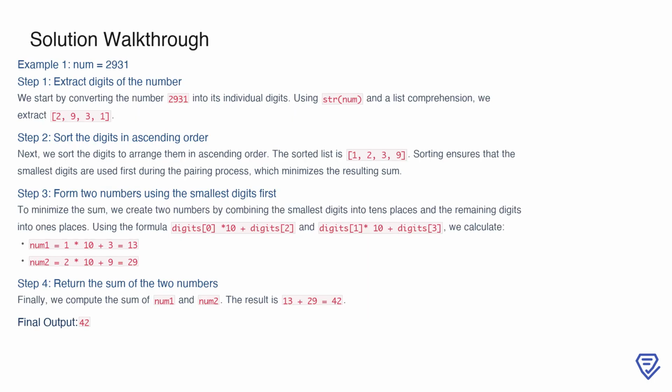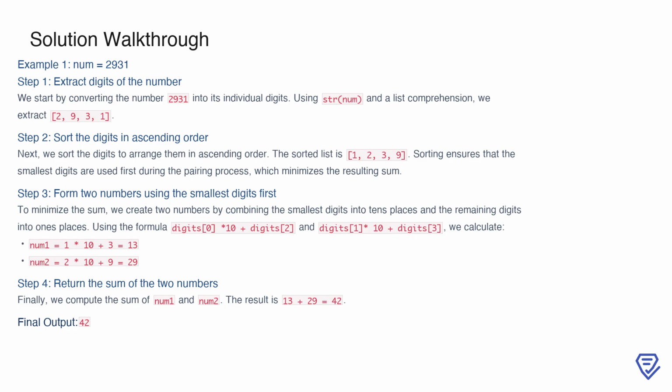To solve this problem, we start with the example number 2931. The first step is to break this number into its individual digits. By converting the number to a string and using a list comprehension, we extract the digits as 2, 9, 3, 1. Once we have the digits, the next step is to sort them in ascending order. Sorting ensures that the smallest digits are prioritized for forming the numbers, which helps minimize the final sum. After sorting, the digits become 1, 2, 3, 9.